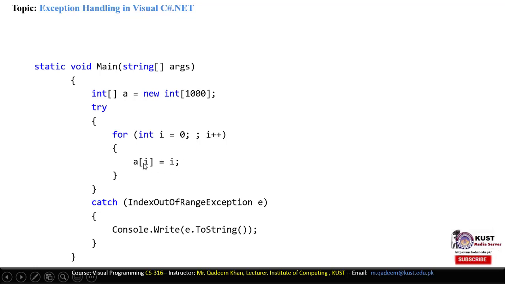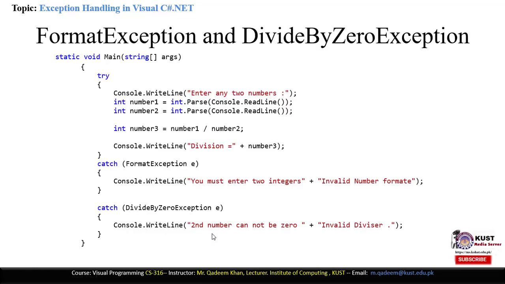At 1000, the exception will be raised, and what is the exception that will be caught in the catch statement? In the catch statement is the index out of range exception e. You have to provide the specific name of the exception here with the object. e is the object, and the message will be displayed here using the Console.Write(e.ToString()) function. Now the exception will be caught here in the catch statement.